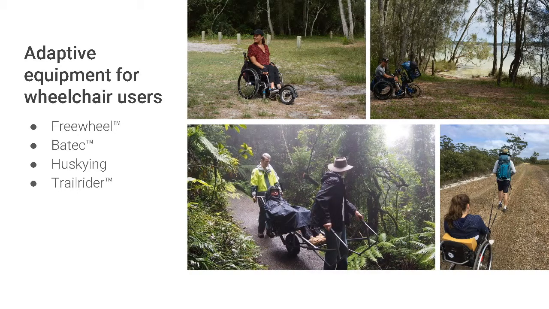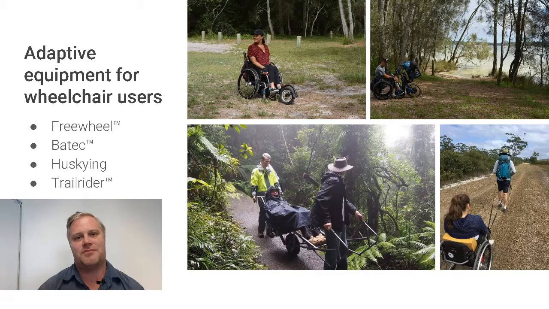So you can see this example on the top left of a lady with a free wheel. This is an attachment that just clips on and off in a matter of seconds to the front of a chair, and it lifts the casters of the wheelchair up off the ground and turns it into a three-wheel device. So the two big wheels that she pushes with and the front wheel which pivots. And so no longer is every little rock and bump on the trail shaking her bones. And that's probably the most common adaptive equipment that you'll see people attaching to a chair. It's incredibly useful and versatile. You'll see people using it on grass and around parklands as well.